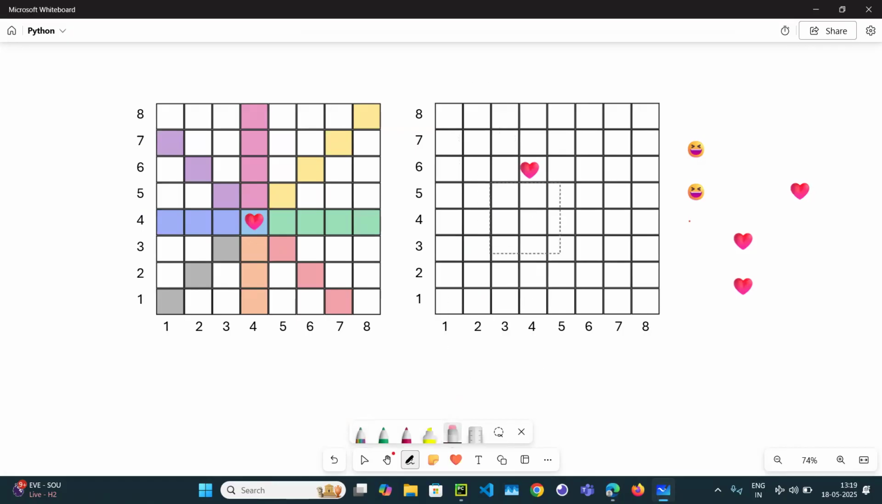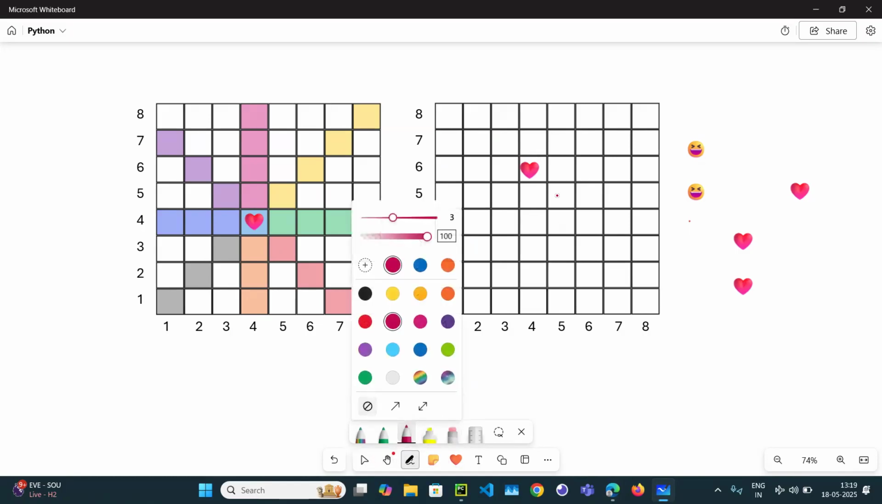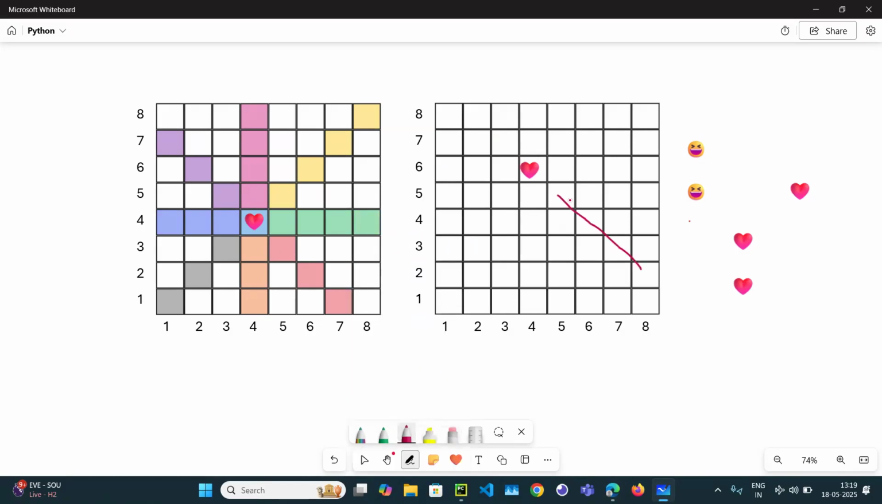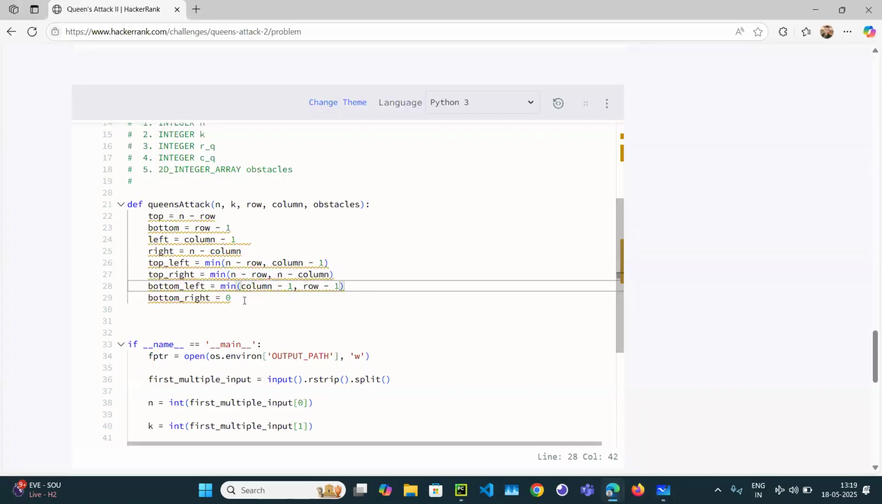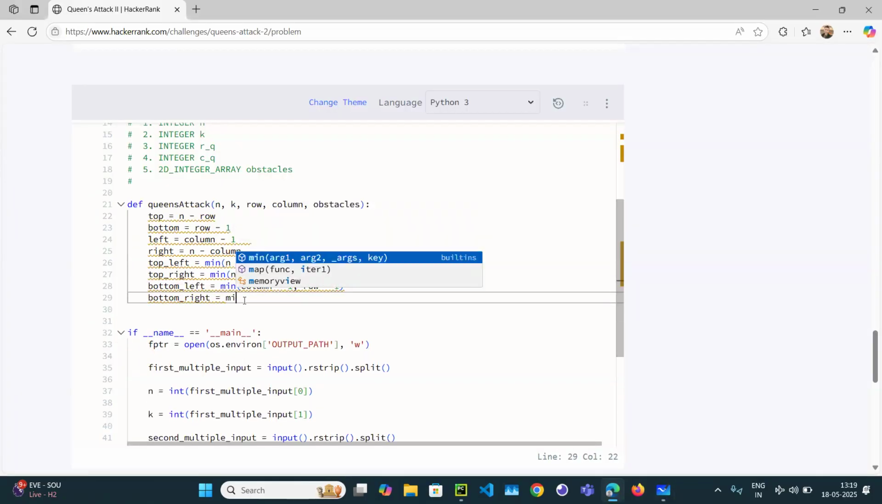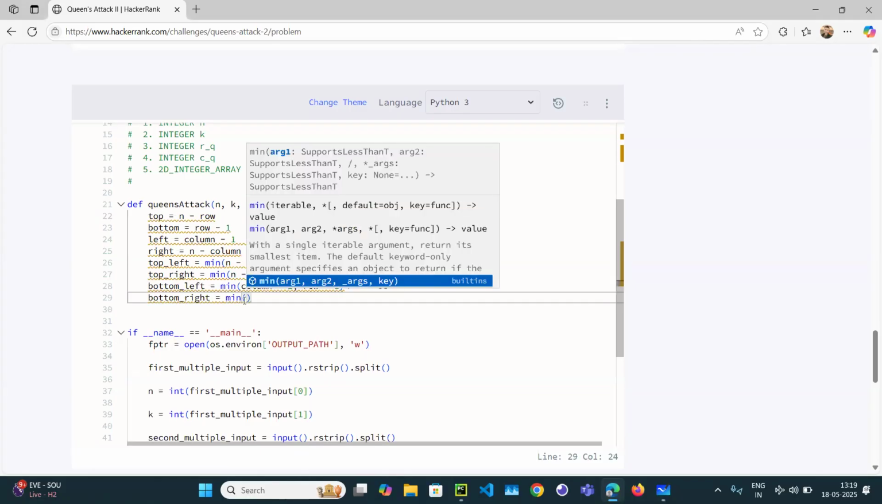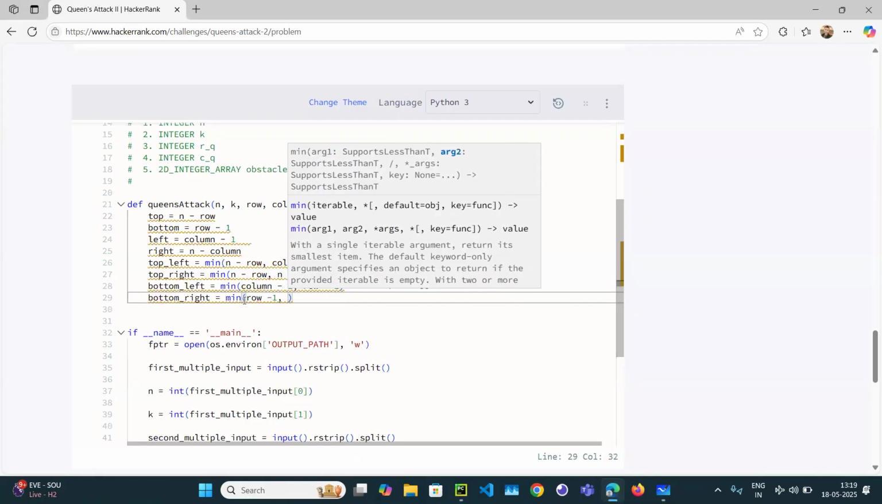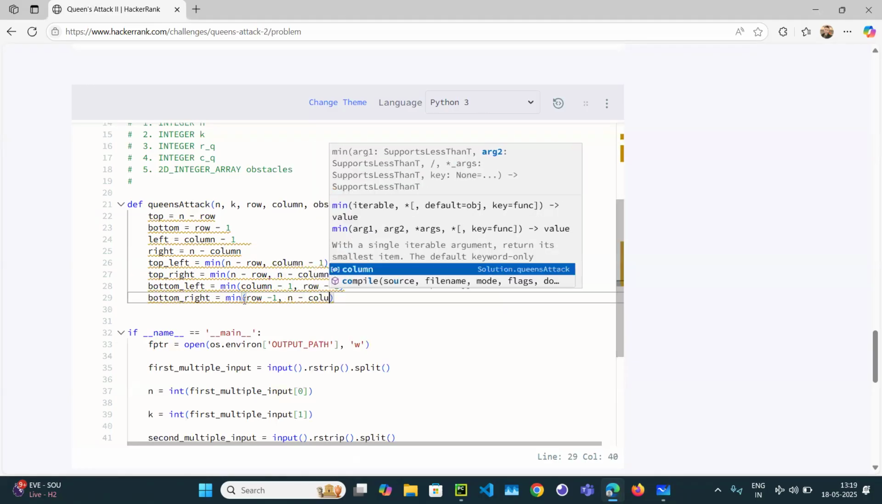So okay, now what next? Bottom right. So bottom right means queen can attack in this direction, 1, 2, 3, 4. So let's try. Hopefully the formula will remain the same. So on the right, 1, 2, 3, 4. On the bottom, 1, 2, 3, 4, 5. So which means minimum of bottom and minimum of right. Minimum of bottom is row minus 1. Right means n minus column.